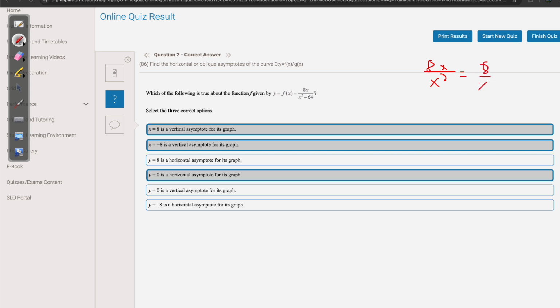Now for the horizontal asymptote, try substituting x by infinity in this case. So let's say 8 over infinity. Infinity is a very large number, of course. So let's take 8 over a billion. That would be really close to 0. So we will round it to 0, which is why 0 in this case is the answer. Number 3.